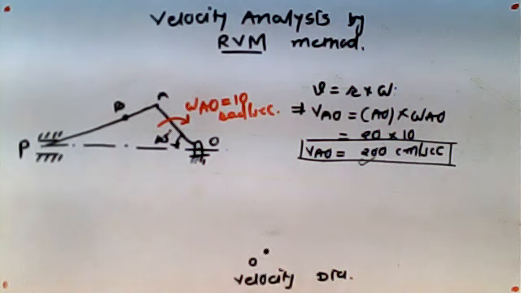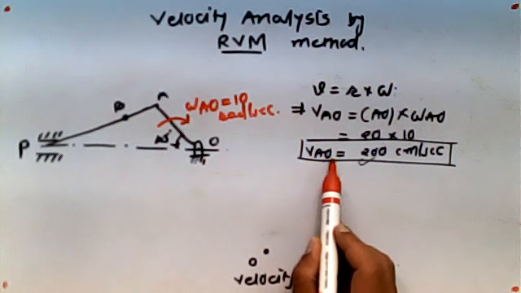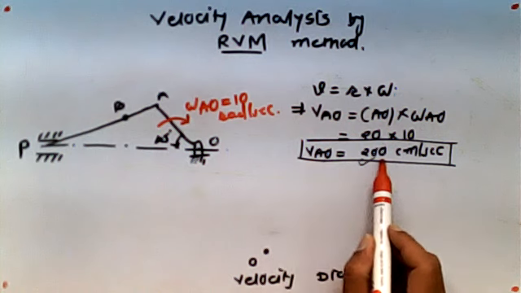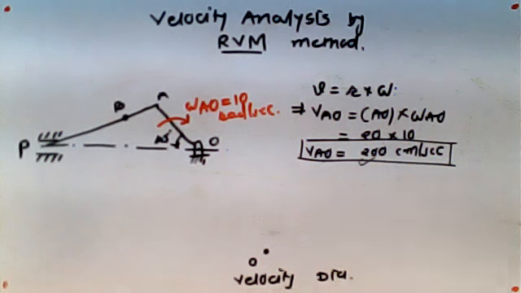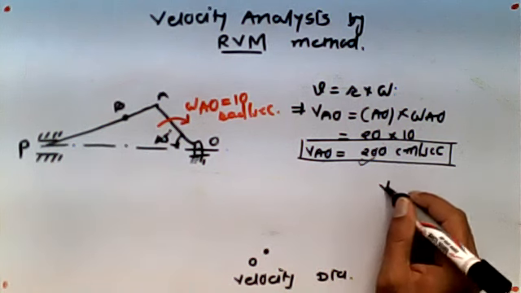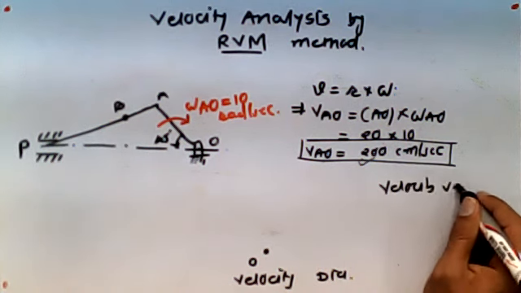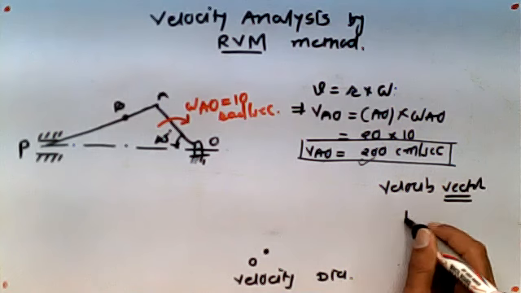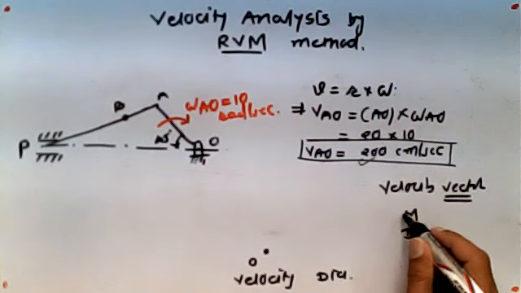Now let's start. Now we know that the velocity of point A with respect to O is 200 centimeter per second. Now to draw the velocity vector, as it is a vector quantity, it must have magnitude as well as direction.